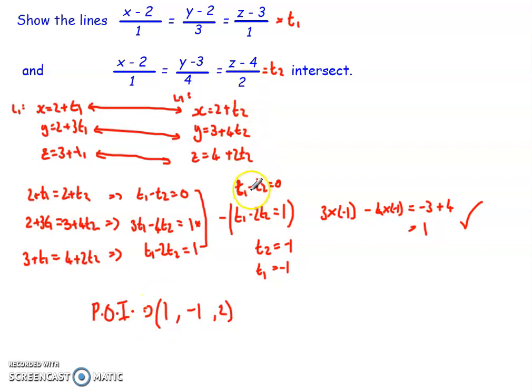If I was to do the same for this one here as well, I'd get 2 minus 1, which again is 1. I'd get 3 minus 4, which is minus 1. And I'd get 4 minus 2, which is 2. So I'd get the exact same point of intersection if I use t2 as well. So there you go, the two lines intersect, and as a wee bonus feature, there's the point of intersection.